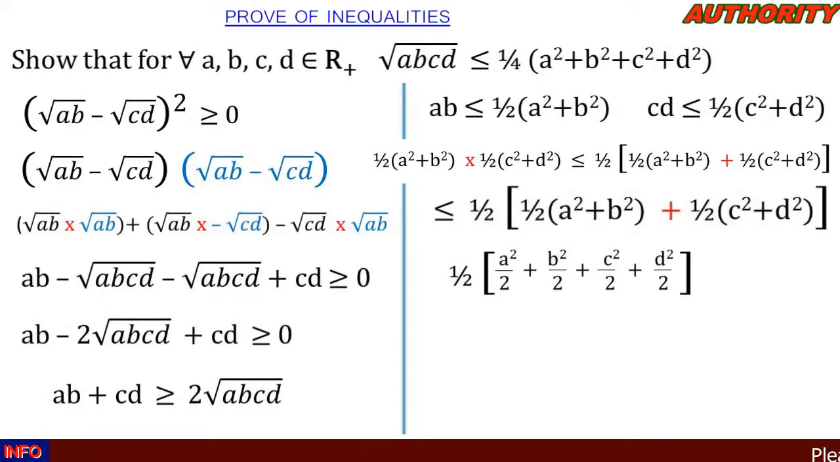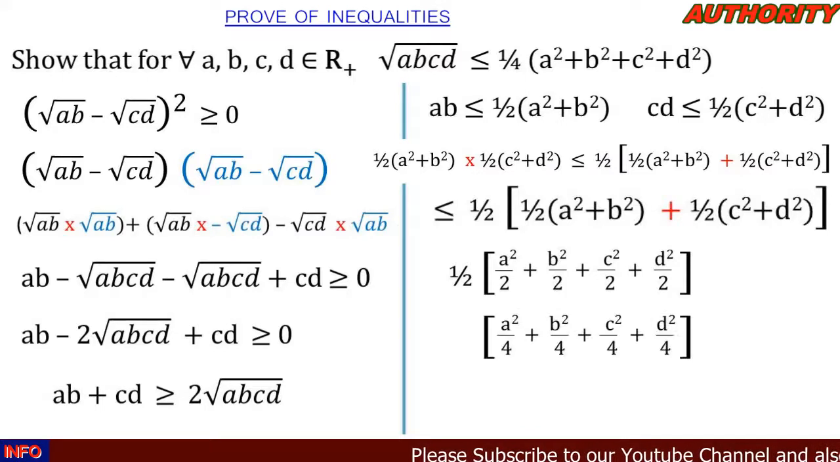So here we're having half open bracket a square all over 2 plus b square all over 2 plus c square all over 2 plus d square all over 2. Also, let's use this half again to multiply them. So half times a square all over 2 is going to give us a square all over 4. That means we have numerator times numerator and denominator times denominator.